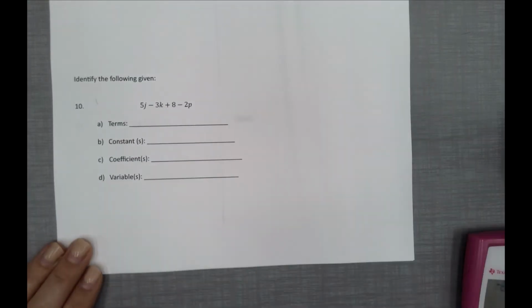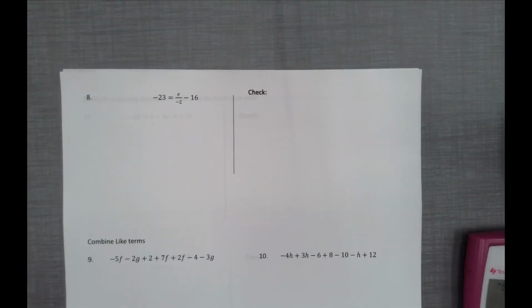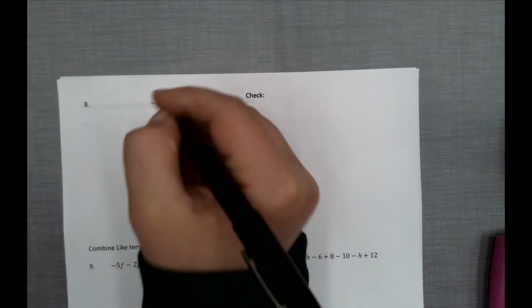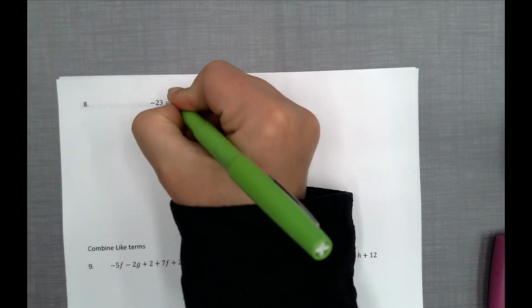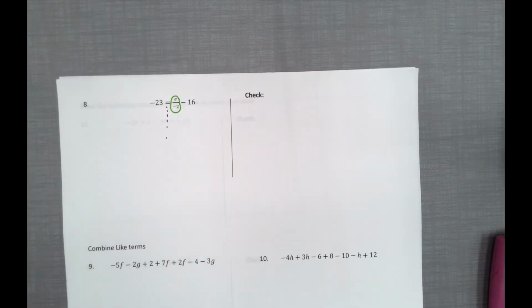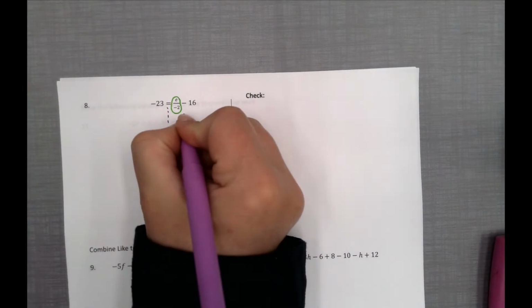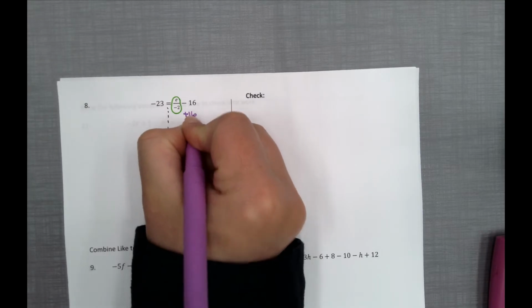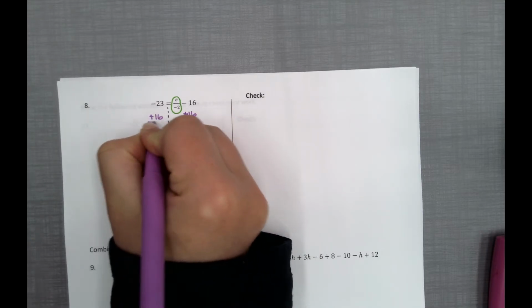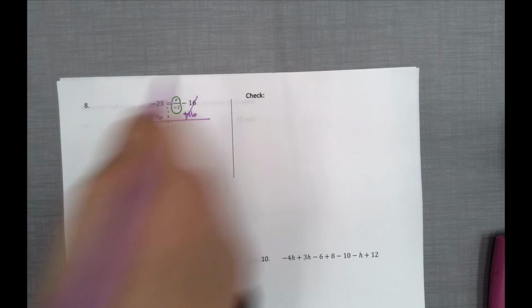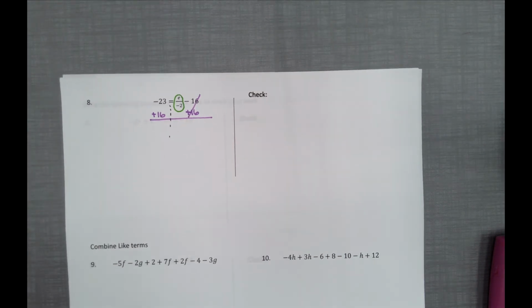Let's move on. Question number 8, dotted line. Circle the term with the letter, so I'm going to circle this right here, E divided by negative 2. That means I need to start by removing the negative 16 with a positive 16. Practice using counters here. We are removing that negative 16, so that's gone. Negative 23 plus 16. Use your fingers if you have to.